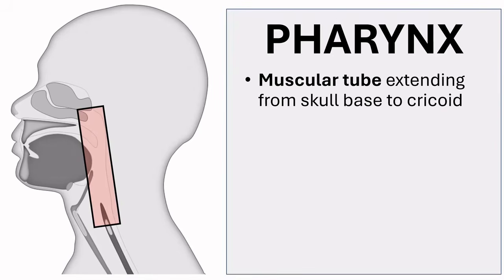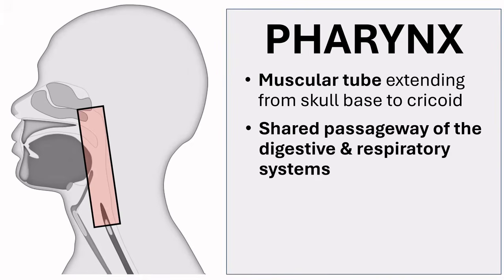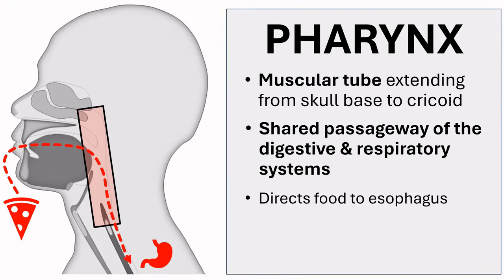So what exactly is the pharynx? Let's start with the general anatomy of the pharynx. The pharynx is basically a muscular tube. That's the best way to understand the pharynx, a muscular tube extending from the skull base to the cricoid. And it's basically a shared passageway for the digestive and the respiratory system.